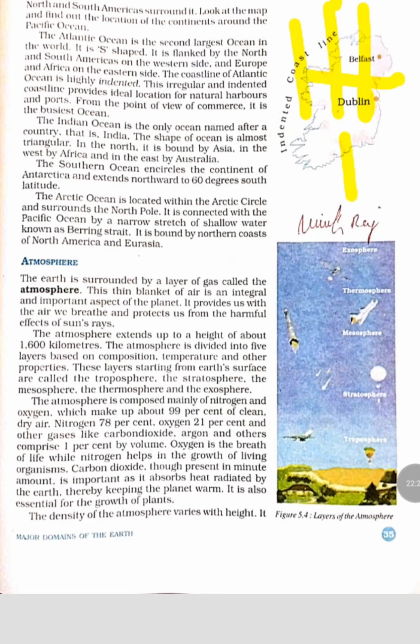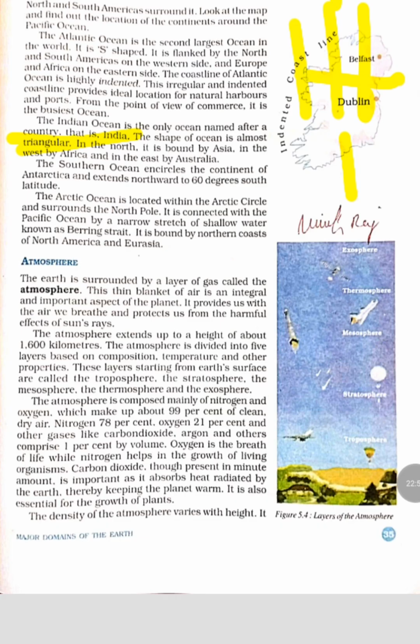The Indian Ocean is the only ocean named after a country, that is India. The shape of the ocean is almost triangular. In the north it is bounded by Asia, in the west by Africa, and in the east by Australia. The Southern Ocean encircles the continent of Antarctica and extends northward to 60° south latitude. The Arctic Ocean is located within the Arctic Circle and surrounds the North Pole.